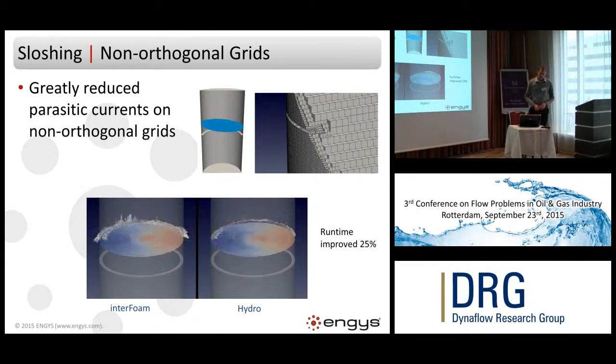As I mentioned, improvements to the pressure interpolation greatly improve the spurious currents that you see in the gas phase. If you've used interFoam, you're probably familiar with these, and that's partly the cause of the excessive dissipation that I showed on the previous slide. And we've managed to improve the interpolation a bit for non-orthogonal grids and significantly reduce those spurious currents in the gas.